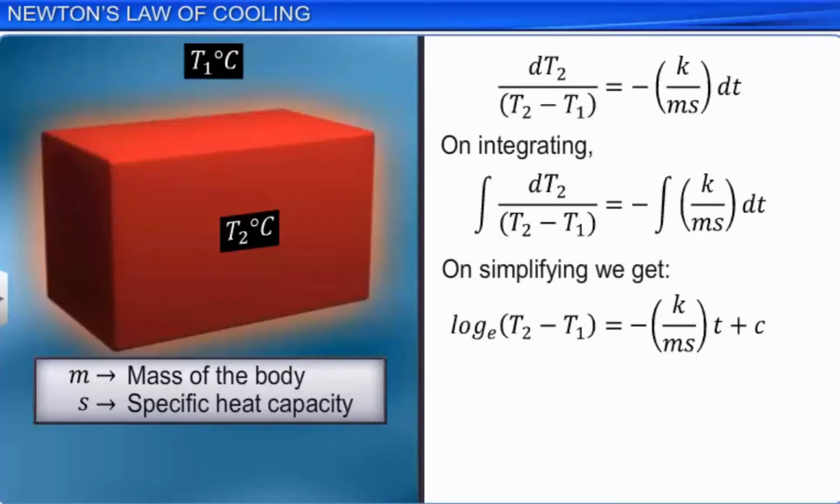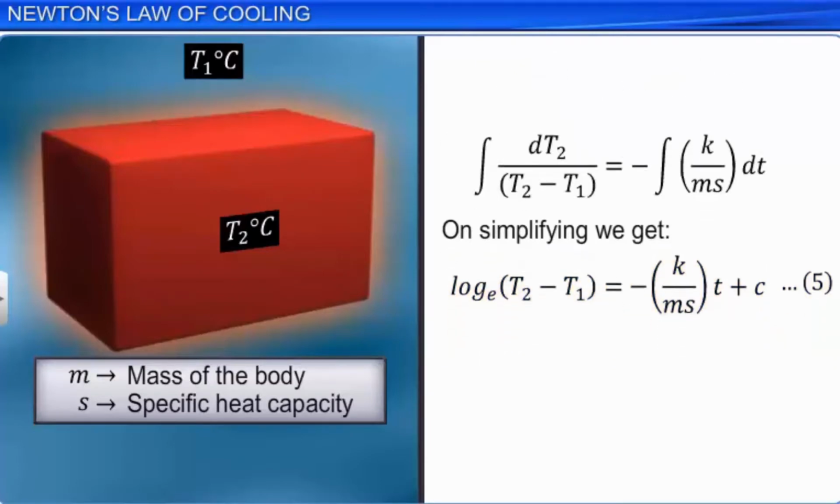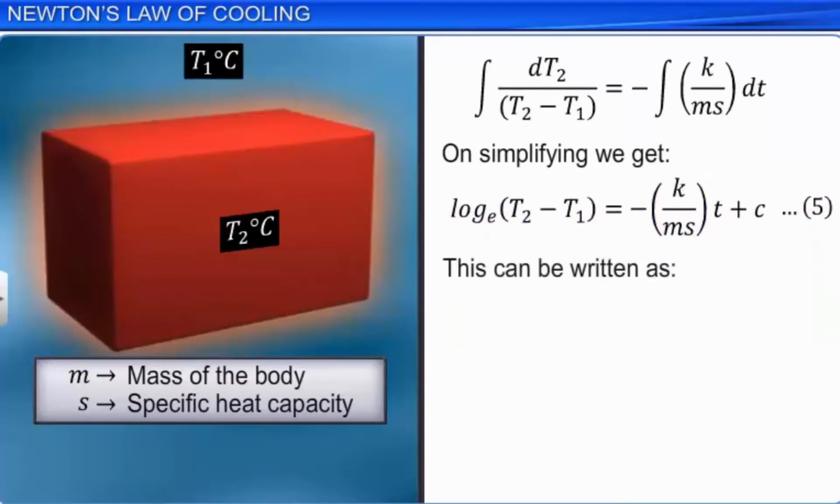This can also be written as T2 minus T1 is equal to e to the power minus K by Ms into T plus C, which is equal to e raised to the power C into e raised to the power minus K by Ms into T. Let this be equation 6.